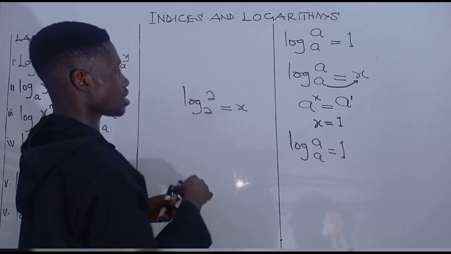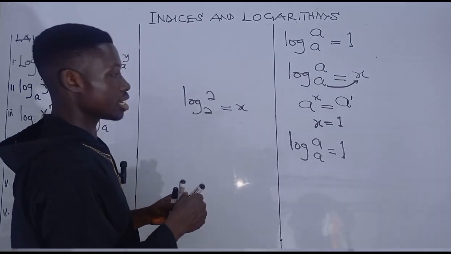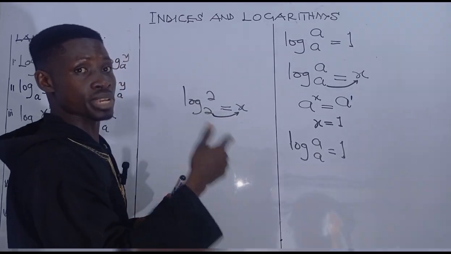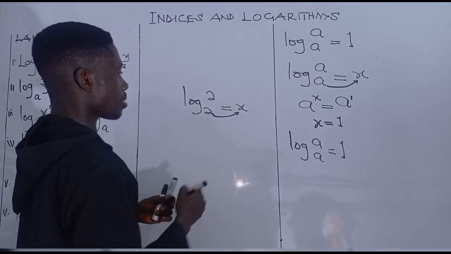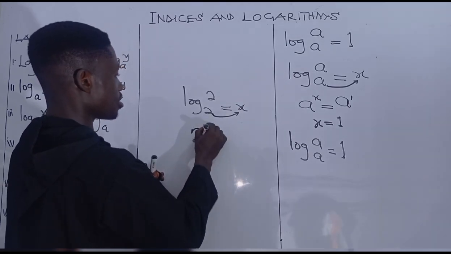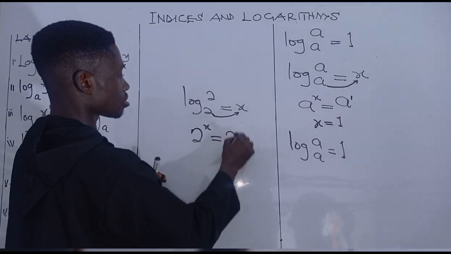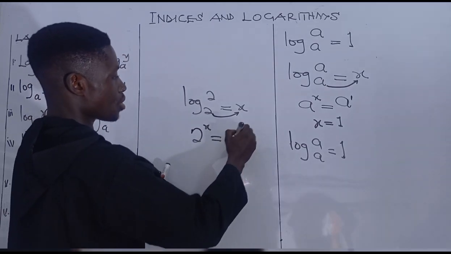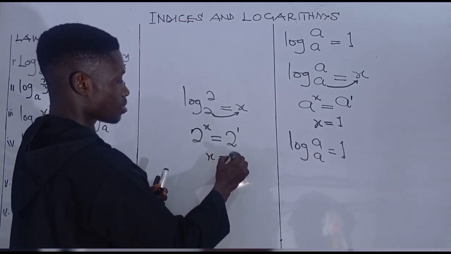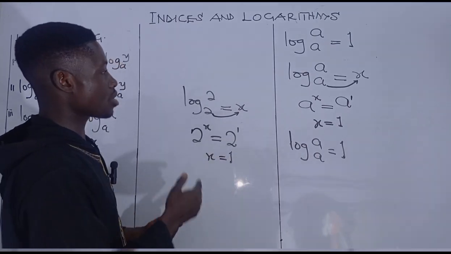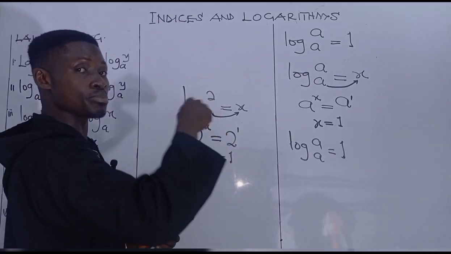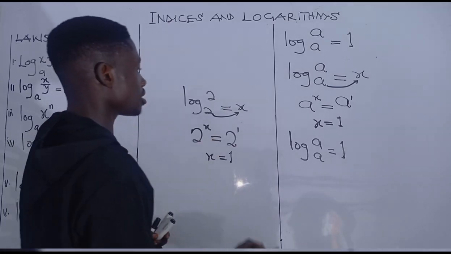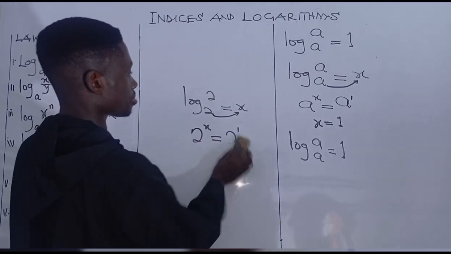Now that we have this, we are going to convert this to an exponential equation. So the base of the logarithm will move and become the base of the index or the power. So you have 2 raised to the power x is equal to 2. Now once the bases are the same, what do we do? We equate their exponents. So that is the reason why we say that when you have the logarithm of a number to the base of the same number, it is equal to 1. That is one of the properties. Let's look at the next property.